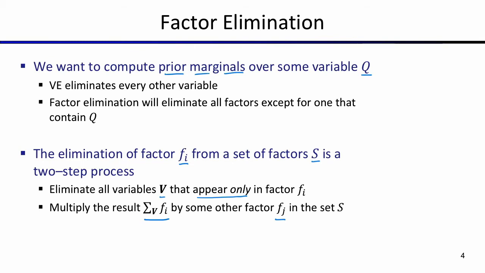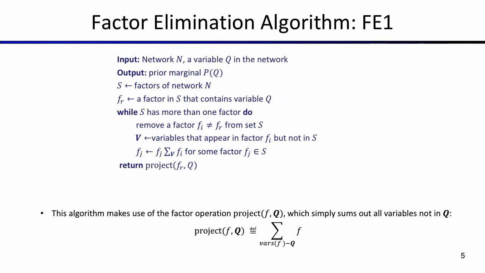Okay, so this is our first factor elimination algorithm, and we're going to call it FE1, and we're going to improve this algorithm later on as we discuss more details about this idea of inference. And this factor elimination algorithm will receive as input one network N and one single variable Q, and we're going to return the probability of Q. So it's going to be a prior marginal. So there is no evidence, and it is a single variable Q. So it's a very simple situation, a very simple example, and we're going to improve this algorithm later.